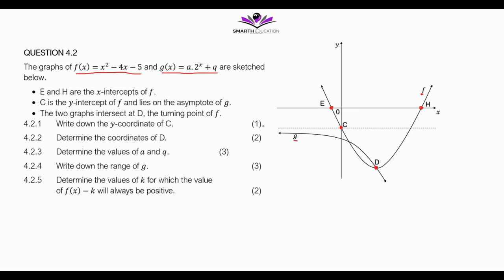Right, the first question is an easy one. Write down the y-coordinate of C. Even the instruction says write down, so it means it should be something very easy. 1 mark. This is the y-intercept.